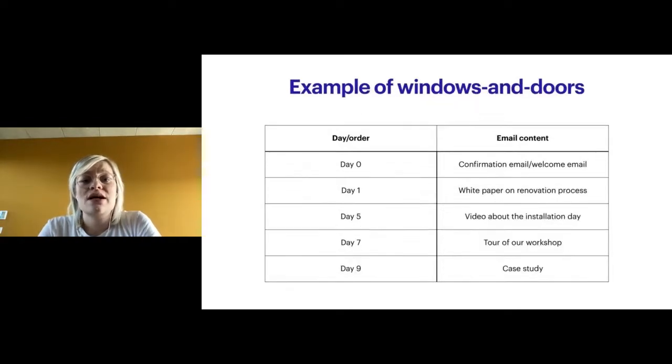Let's take another, more offline example. Let's say we sell windows and doors. The onboarding flow for such a business could look like this. And here too, after the first application or people filling in a contact form, for example, we start with a clear confirmation that we've received their data and their application correctly.